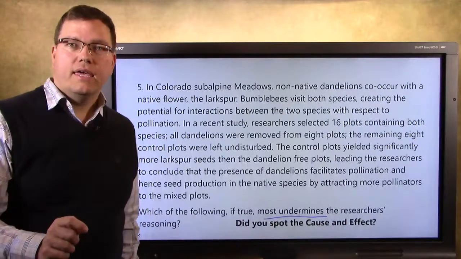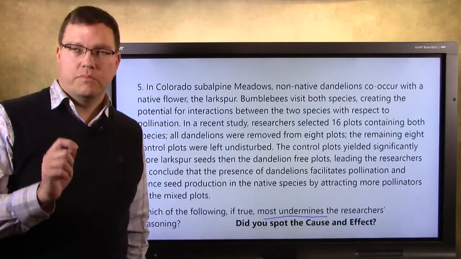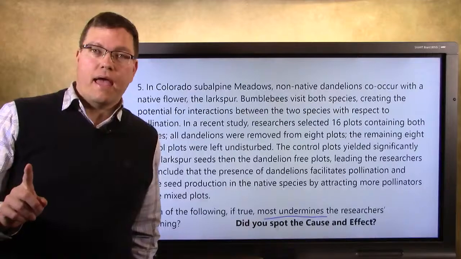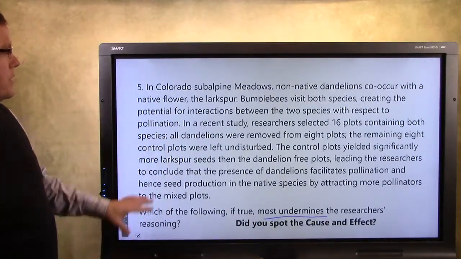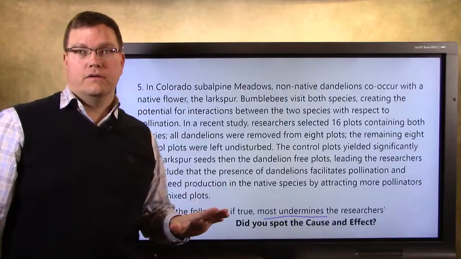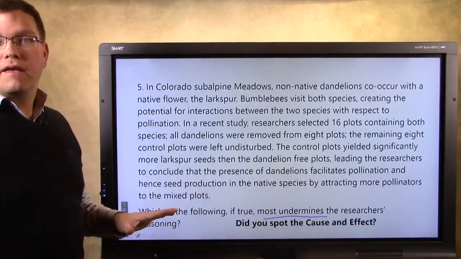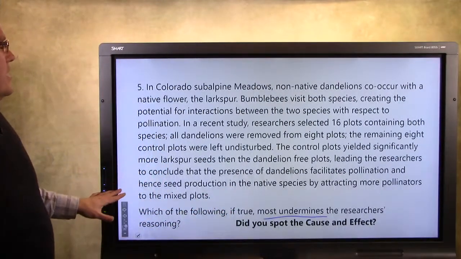Try to make it simpler than it first appears. That's not only for the math section, that's for the verbal section. Let's make this simpler than it appears. There's a bunch of stuff going on here, okay?